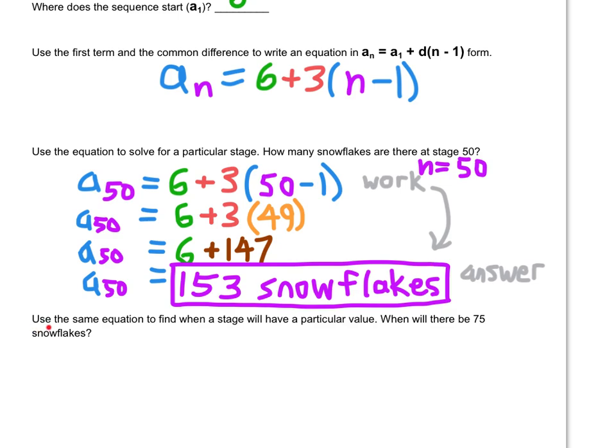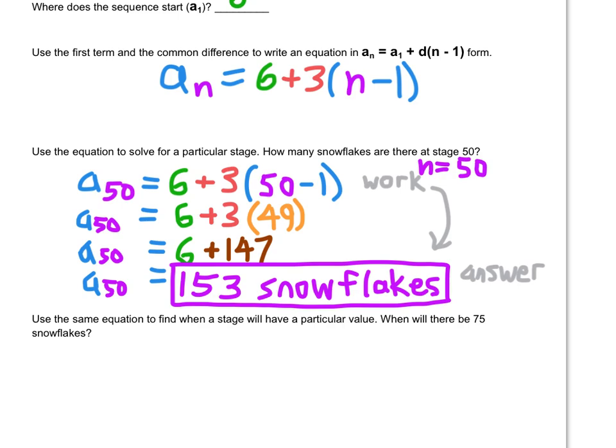For the next problem, then, use the same equation from above to find when the stage will have a particular value. So when will there be 75 snowflakes? So using this equation up above, the a sub n equals 6 plus 3 times the quantity n minus 1. We now are asking, where would this 75 snowflakes go? We saw when I knew the stage, that number went in place of the n. And then my answer, a sub 50, the answer to this problem was 153 snowflakes.